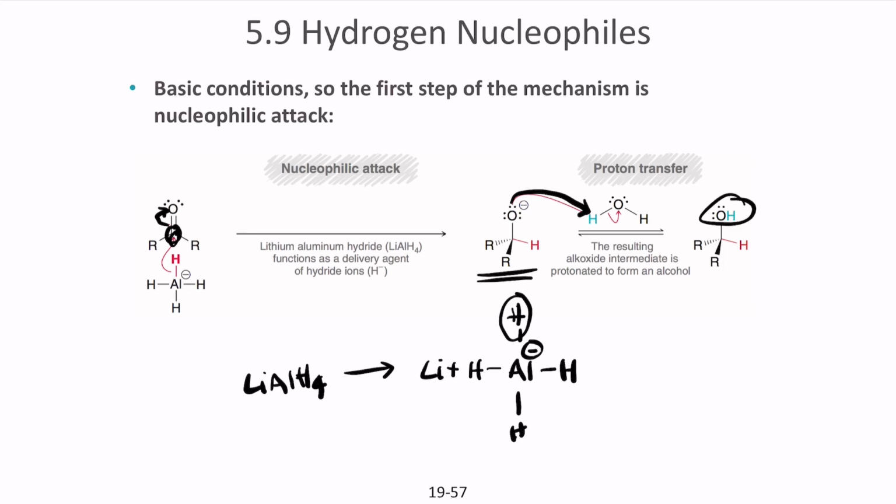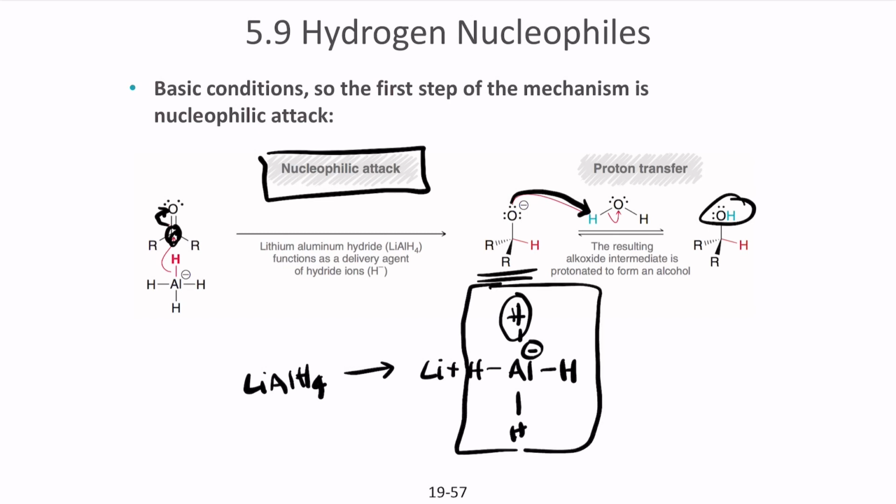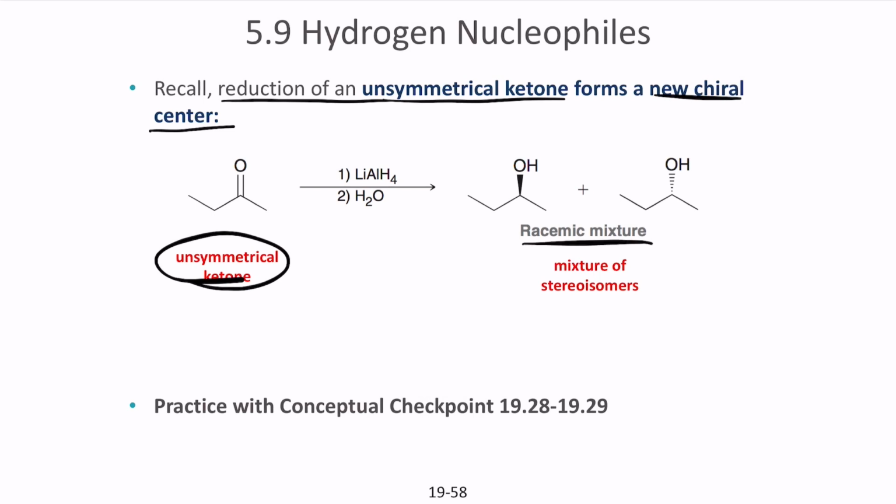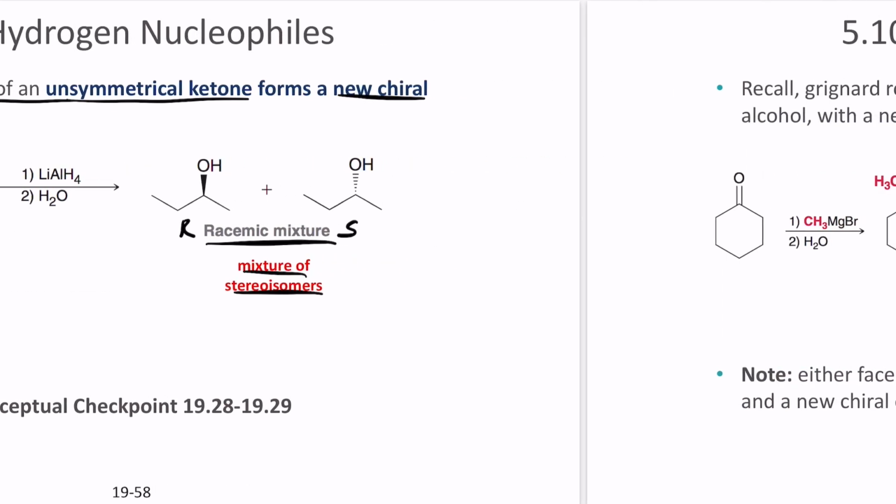So this is the nucleophilic process for hydrogen nucleophiles. The first process is a nucleophilic attack by the AlH4 ion, the nucleophile, and the second is H2O, which results in the formation of an alcohol. Recall that the reduction of an unsymmetrical ketone forms a new chiral center. So when you try to reduce an unsymmetrical ketone, the reaction causes a racemic mixture, where you create a mixture of R and S stereoisomers. So this is how you could generally create the compound.